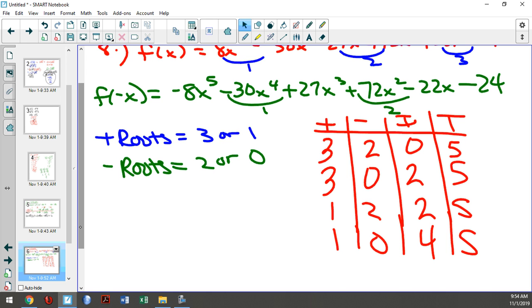Is 225 a perfect square? So what type of roots will you have? Two rational. Number 12. What are you going to get there? 0. What's the square root of 0? 0. So what type of roots are we going to have?